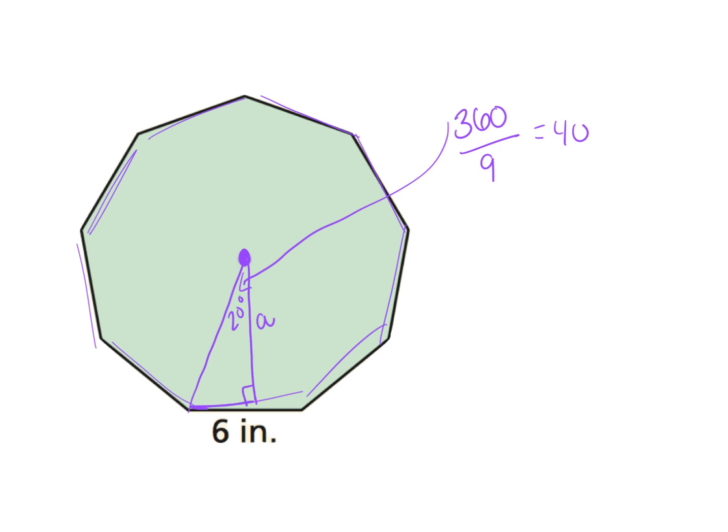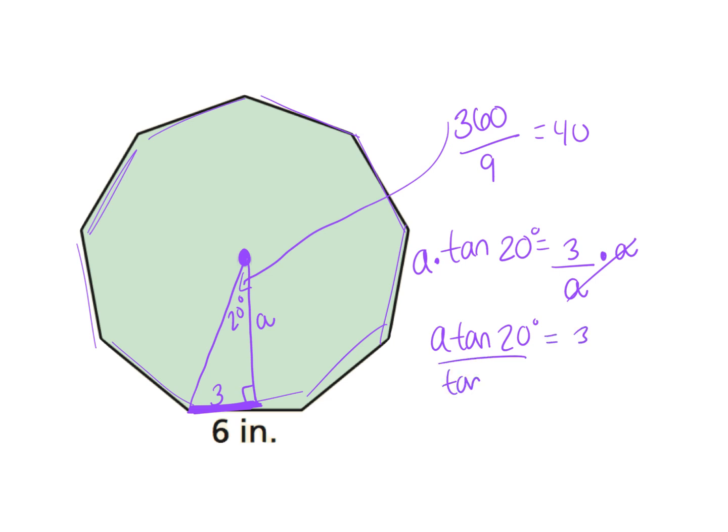Now I want the apothem, so this is my A. Understand in my triangle, this side length that I want of this triangle is actually 3. So cut that 6 in half. So now in relation to that 20-degree angle, the 3 is opposite and the apothem is adjacent. So it's again going to be tangent, TOA. So we're going to say tangent 20 equals opposite, which is 3, over adjacent, which is the apothem. Multiply by A. So you have A tan 20 degrees equals 3. Divide by tan 20 to solve for the apothem.